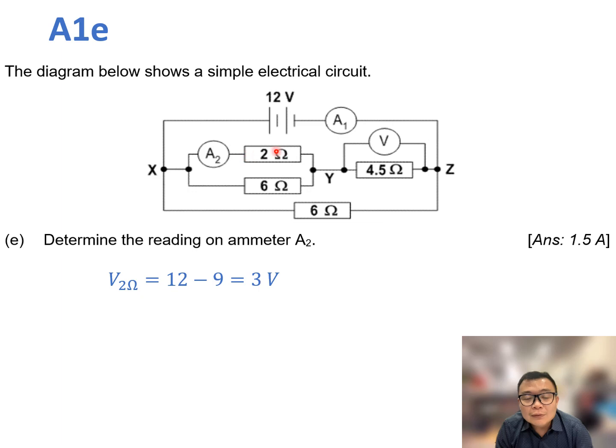So now we know for this 2 ohm resistor that the voltage across is 3 volts, the resistance is 2 ohm. We can then use Ohm's law to determine the current passing through the 2 ohm resistor.